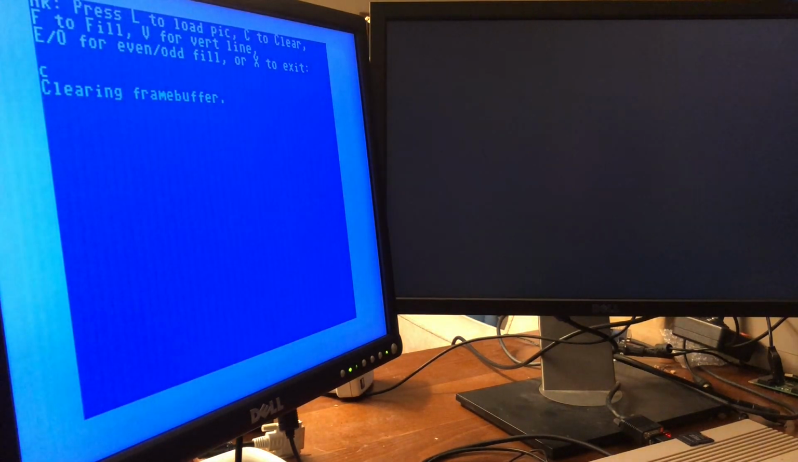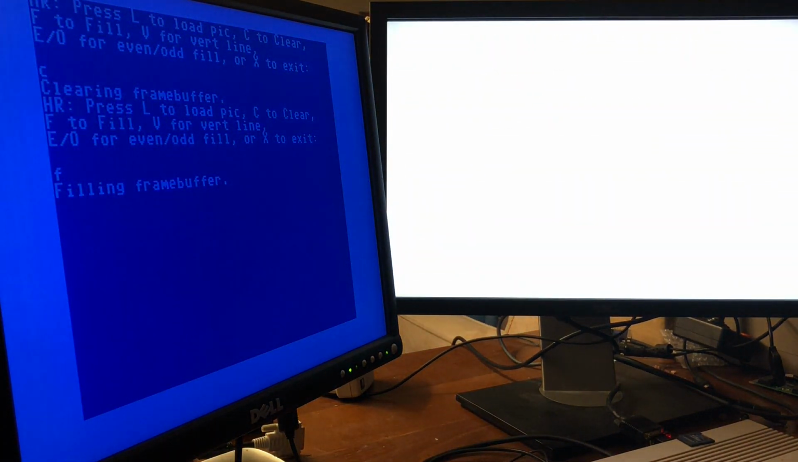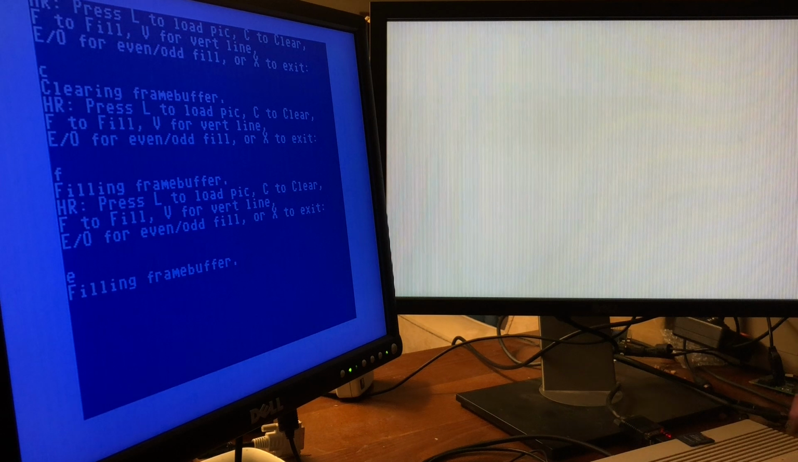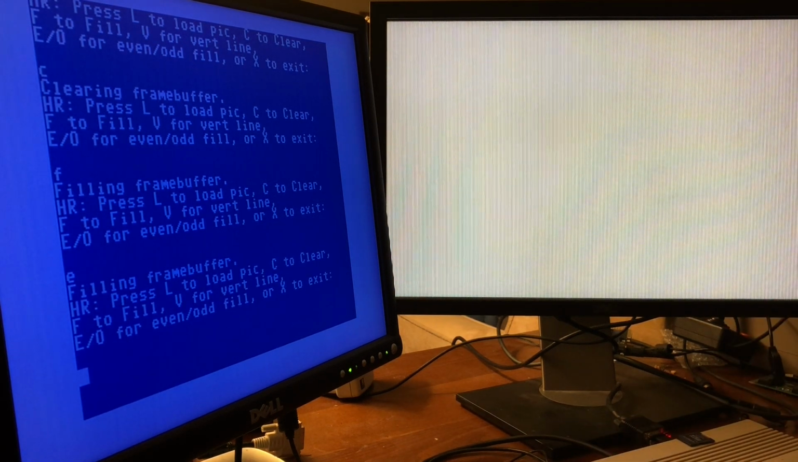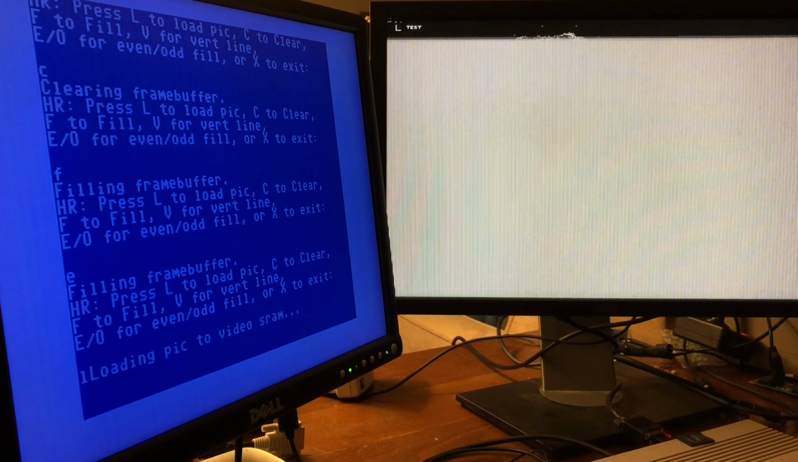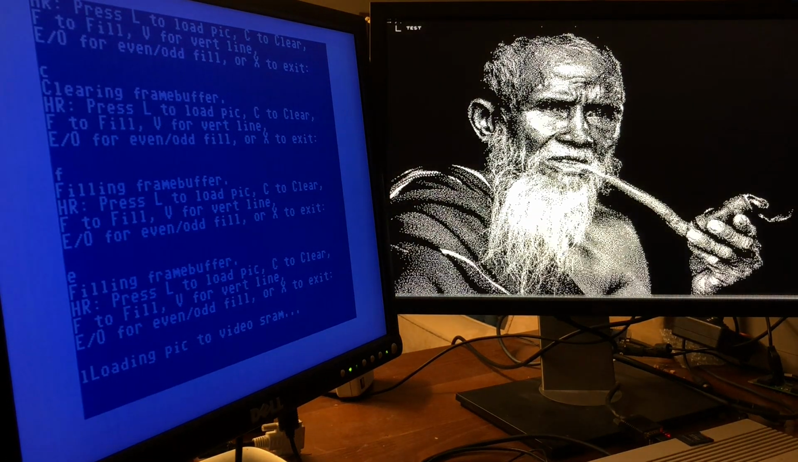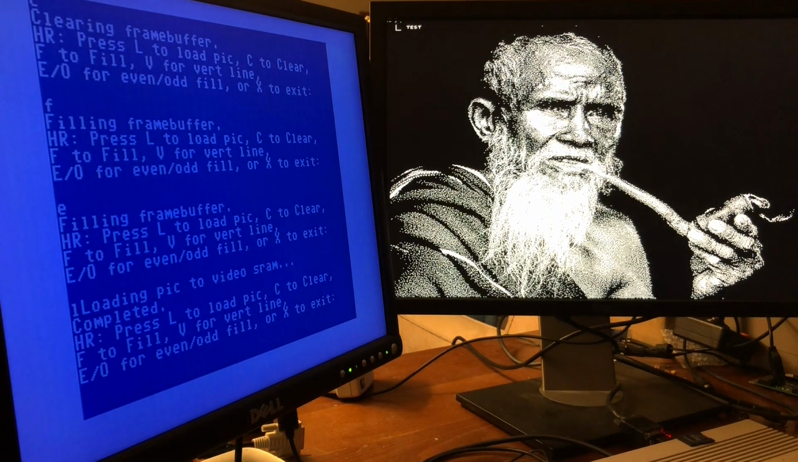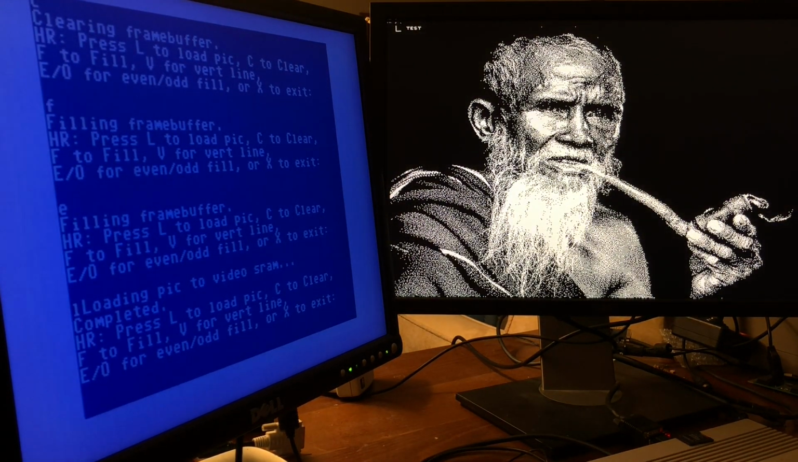So we can do things like clear the frame buffer, we can fill the frame buffer, we can show even and odd lines, and this is all the 6502 interacting directly with the frame buffer memory. And we can also load a picture. So here's my test image. Apologies for the aspect ratio of a 640 by 480 1 bit per pixel image.